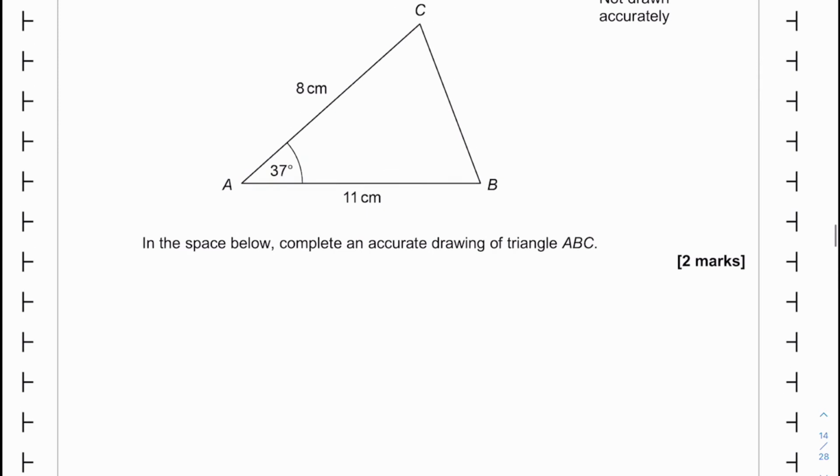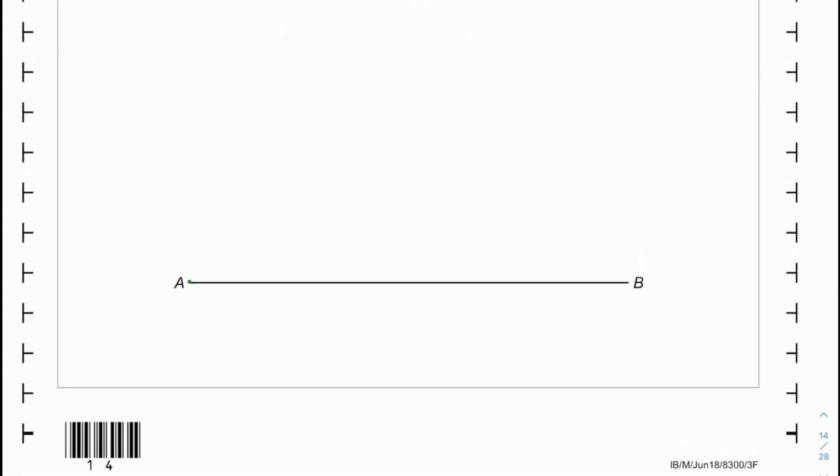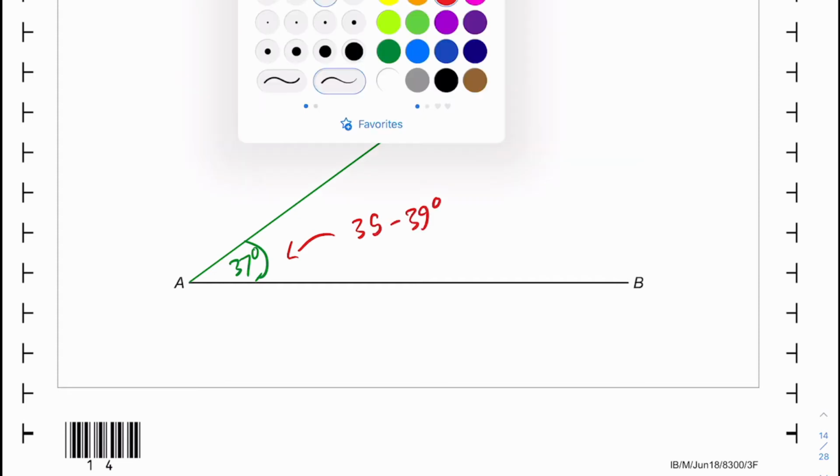So in the exam you need to grab your protractor and measure 37 degrees from the point A. So let's say that's 37 degrees roughly, and you are allowed to have a range of values for 37 degrees. The accepted values are between 35 to 39 degrees.